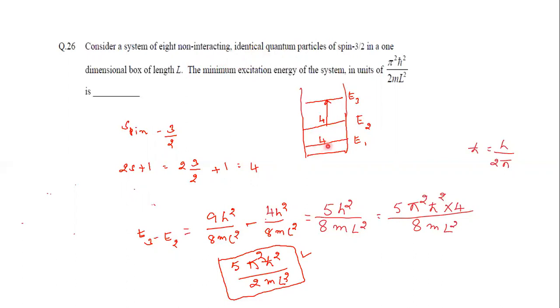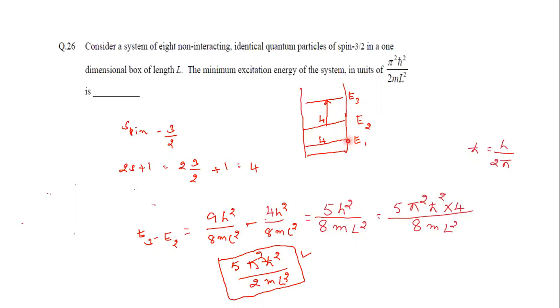So in the first energy level, we can place 4 particles, and in the next energy level, we can place 4 particles. As we have only 8, we are done. Now we need to calculate the minimum excitation energy, how much energy is required for going from E2 to E3. For that we need to find the energy corresponding to the E3 state and the energy corresponding to the E2 state.